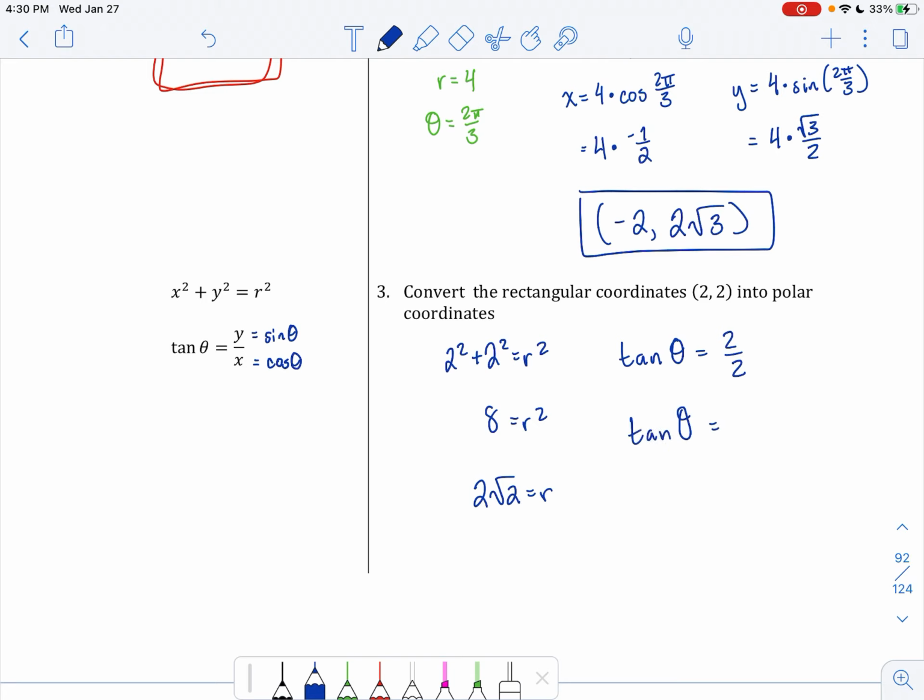Tangent of theta is equal to 1. And since we're in quadrant 1, theta is then pi over 4. Again, using our unit circle memories. And so then our final answer is 2 root 2 for r, pi over 4 for theta.